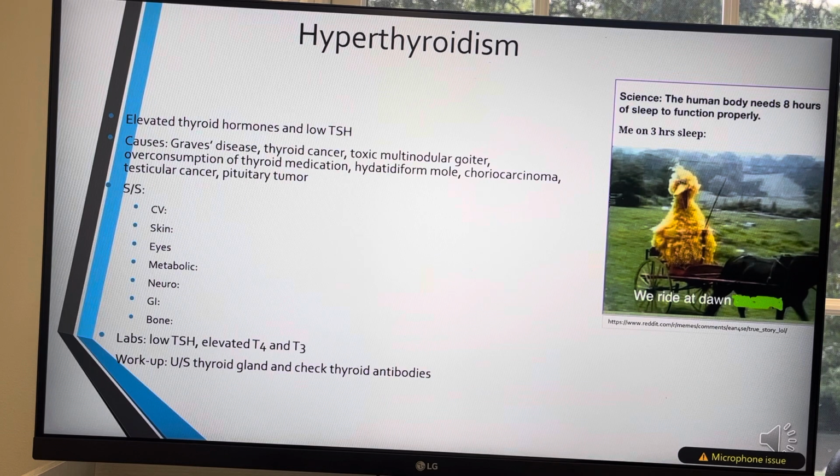Now, while you're waiting on that referral, if the patient is having the shakes or is really anxious, oftentimes a non-cardioselective beta blocker helps. Propranolol can help with tremors and anxiety while they await the referral to the endocrinologist.